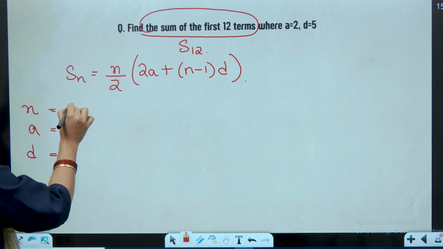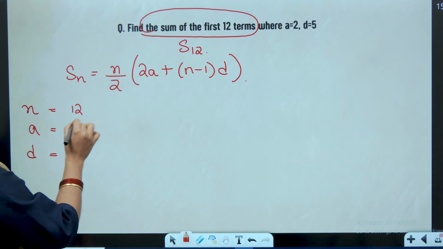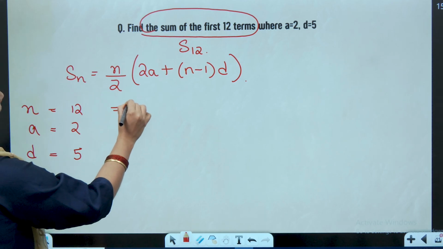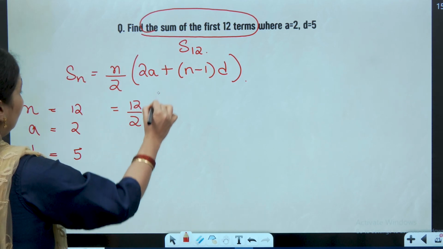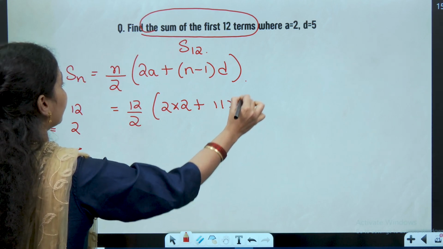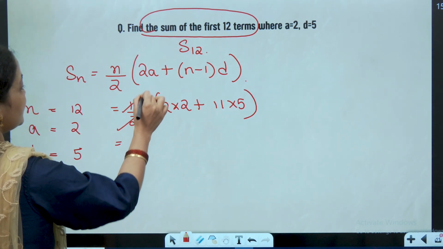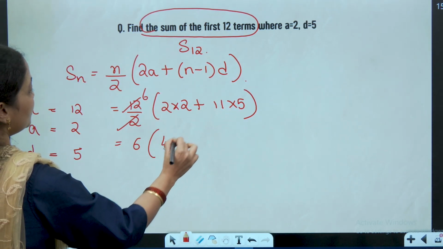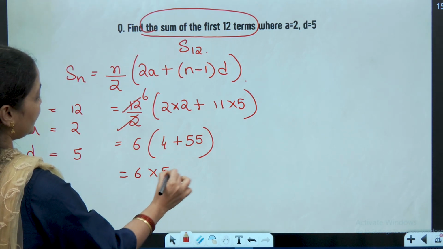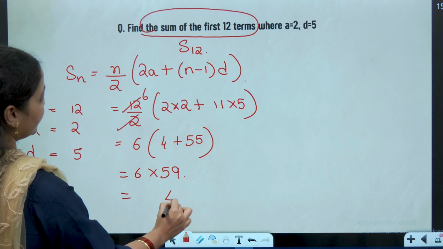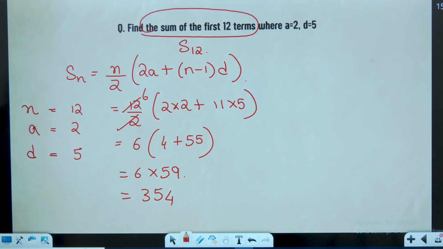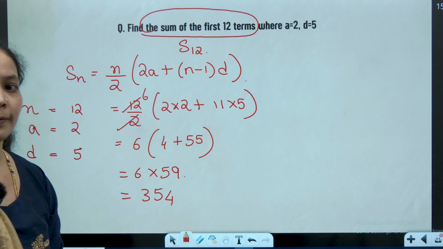N is 12, A is given 2, D is given as 5. So I can easily substitute here. This is 12 by 2, 2 into 2 plus 11 into 5. Therefore, 2 sixes are 12, 6 into 4 plus 55. That is 6 into 59. That will be 354, my sum to 12th term of the AP.